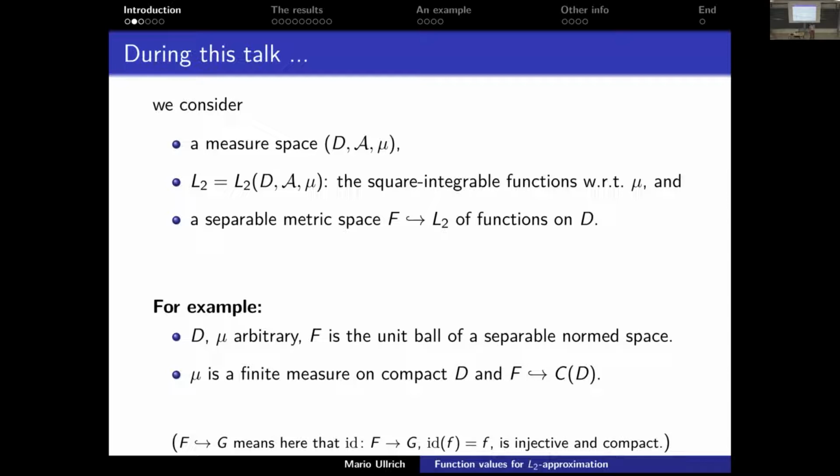And the second one, which is much easier to imagine, is: assume you have a finite measure, say Lebesgue measure on a compact set, and every element of F is a continuous function. This is easy to imagine, and it also satisfies the general assumption we have here. Embedding means that the identity is injective and compact, just if you want to check that.